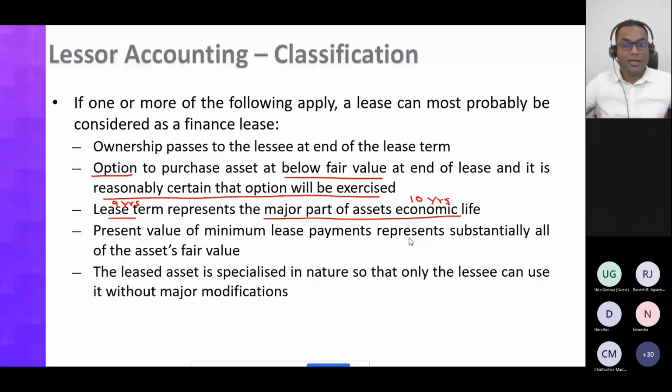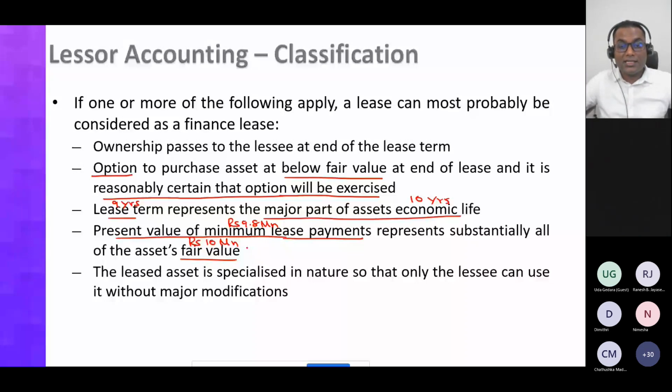Then the present value of the minimum lease payments represents substantially all the fair value of the asset. Let's say the fair value of the asset is rupees 10 million. When you calculate the present value of the minimum lease payments, that is amounting to rupees 9.8 million. Now, what does that mean? Lessee, through lease payments, pays the entire value of the asset to the lessor. Again, that is an indicator where the risk and rewards have been transferred to the lessee. It's a finance lease, right?